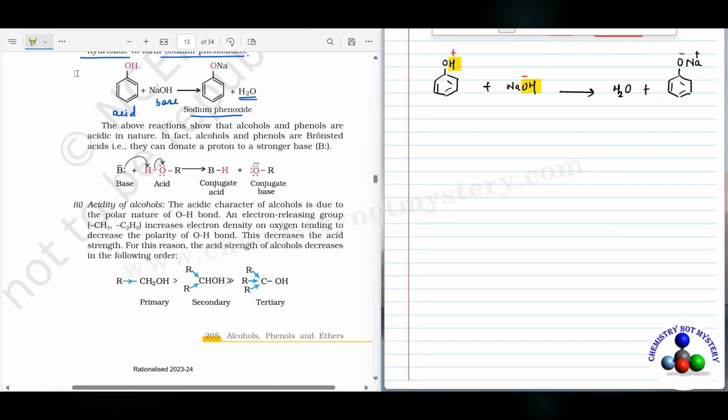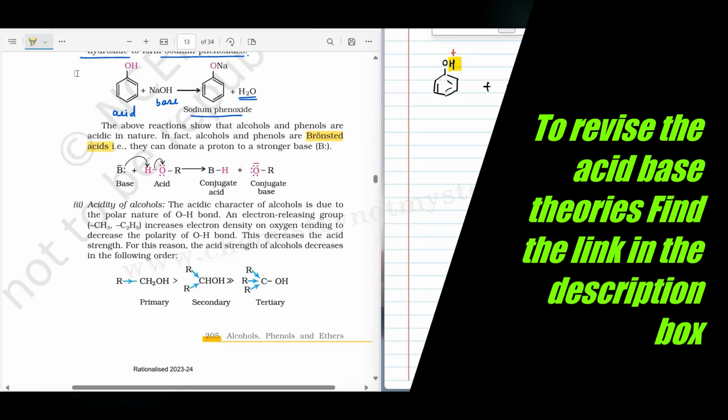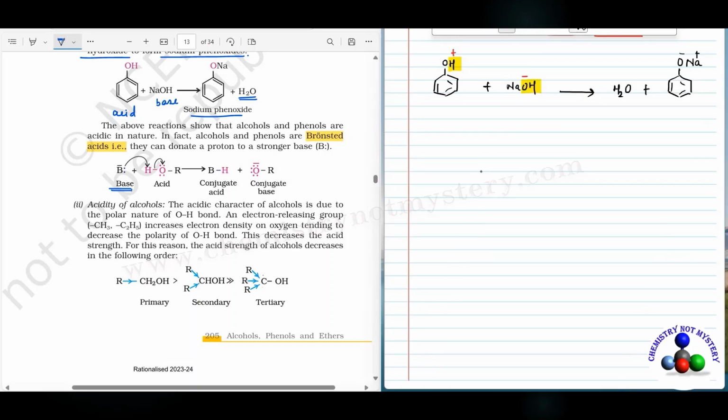The above reaction shows that alcohol and phenols are acidic in nature. In fact, alcohol and phenols are Bronsted acids. That means they can donate a proton to a strong base. Means when they react with NaOH or active metals, they donate H plus ion to them and they form a conjugate base. So let's try to understand it.